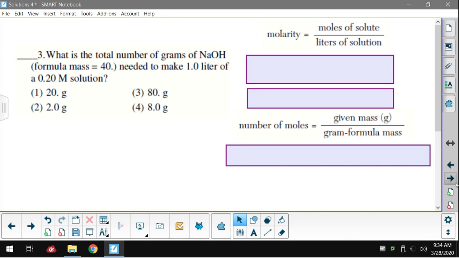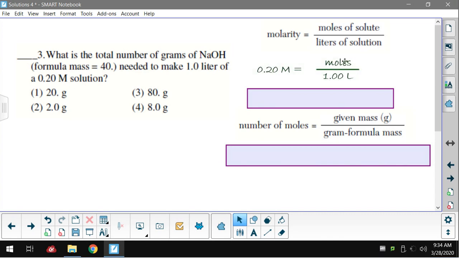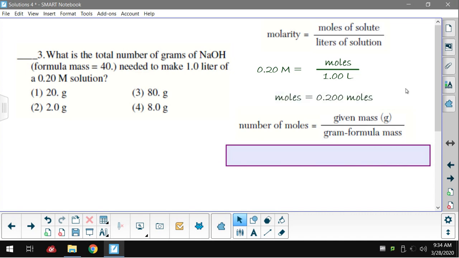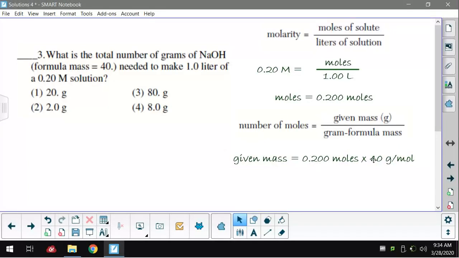Number 3, the total number of moles of sodium hydroxide, again, they give you a formula mass, needed to make 1 liter of a 0.2 molar solution. Same problem as the last one. You're given the molarity, you're given the volume, you're asked to find the moles. Multiply those two together, and you're going to get 0.200 moles. The formula mass is 40. 0.200 times 40, and there it is. It's going to be 8.